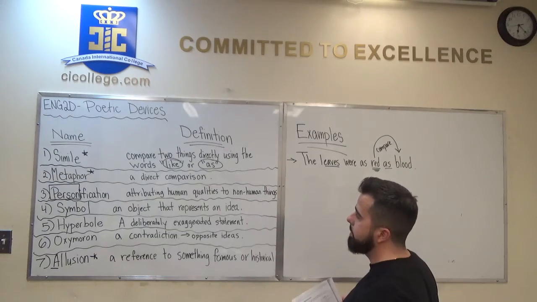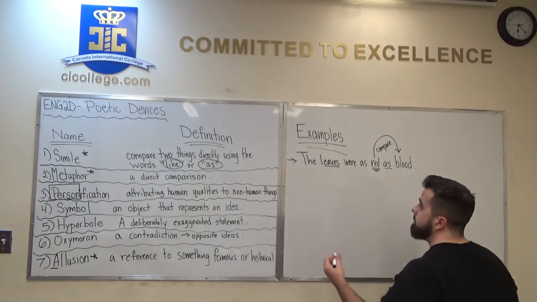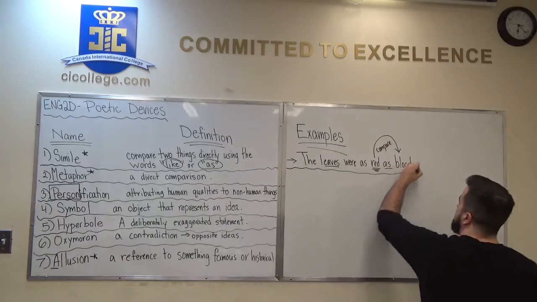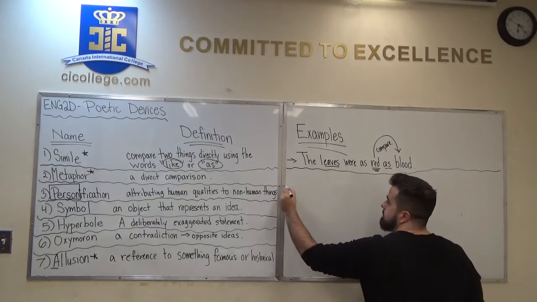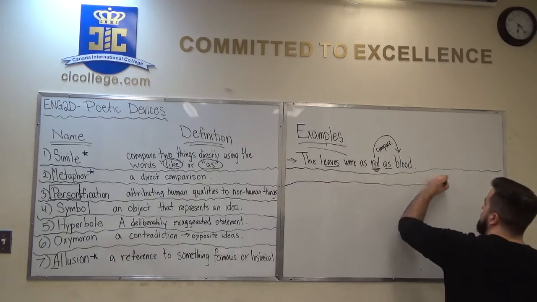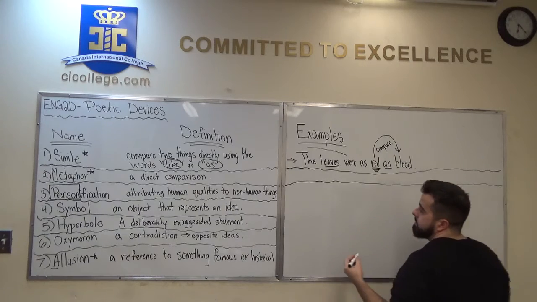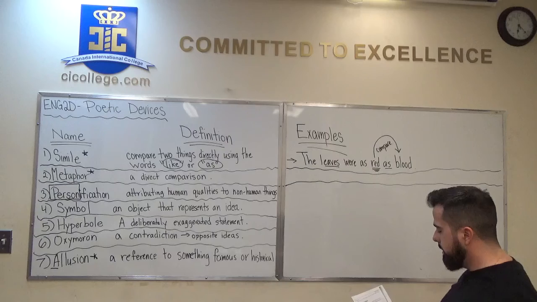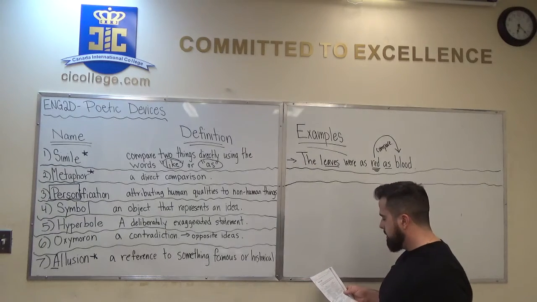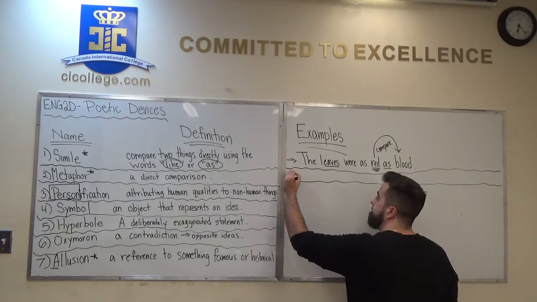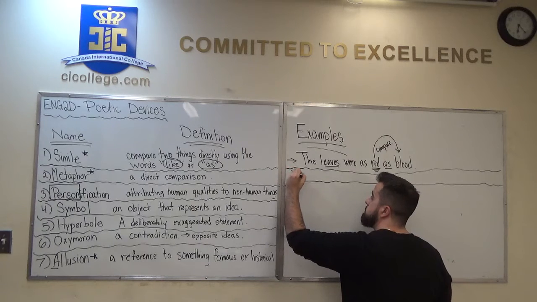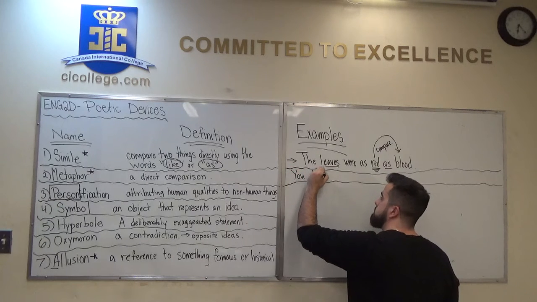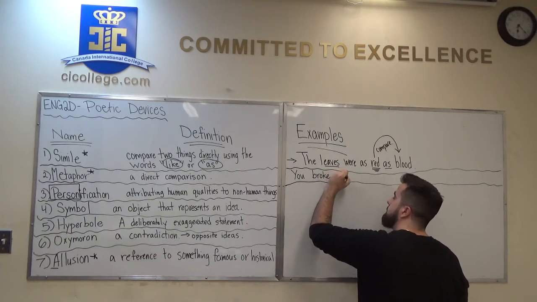Alright, we have metaphor. Well, metaphor is kind of like a simile, but it's a direct comparison. So, let's think of a direct comparison. Well, let's take out the word like or as, and we can create a direct comparison. Right? You could say, you broke my heart.